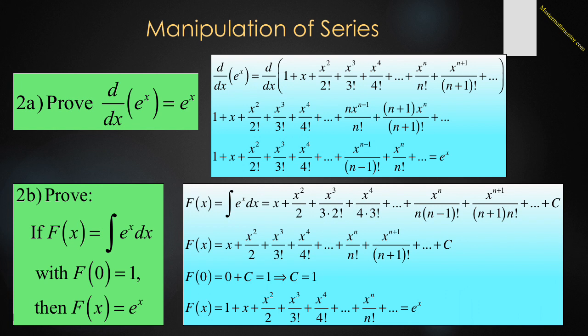And therefore f of x is equal to 1 plus x plus x squared over 2 plus x cubed over 3 factorial plus x to the 4th over 4 factorial plus dot dot dot plus x to the n over n factorial plus dot dot dot. And of course that is still equal to e to the x.